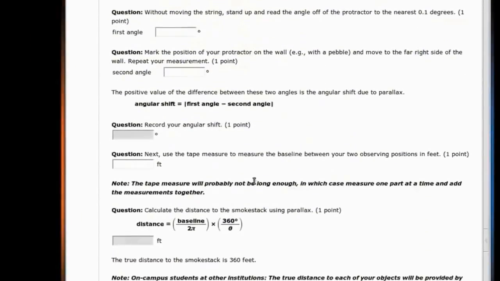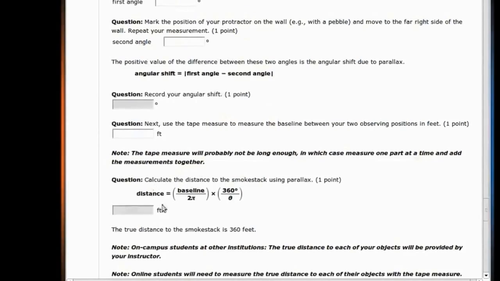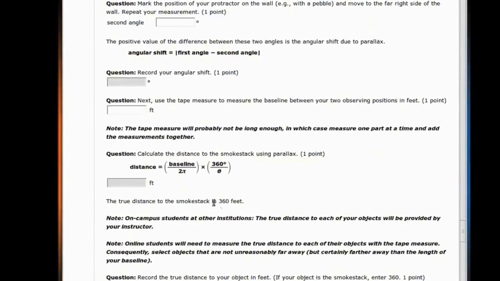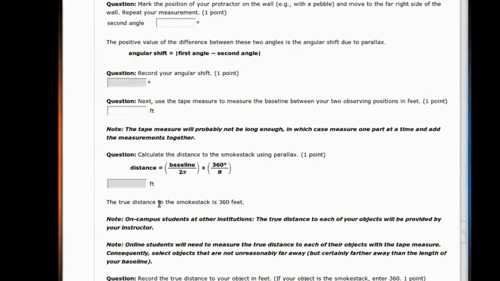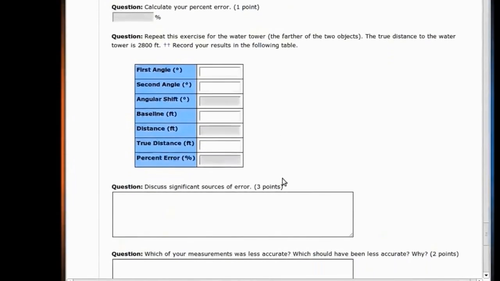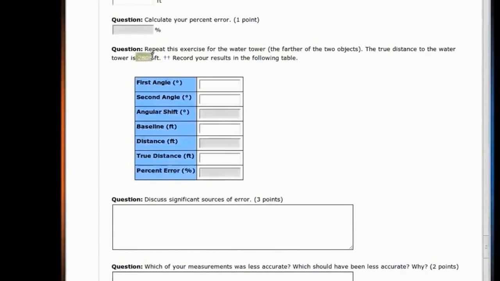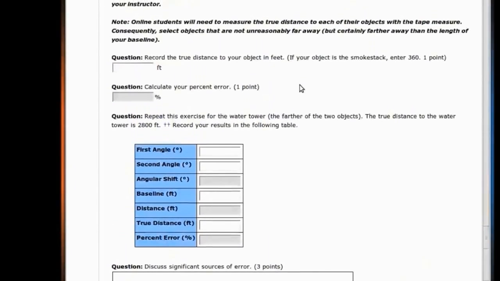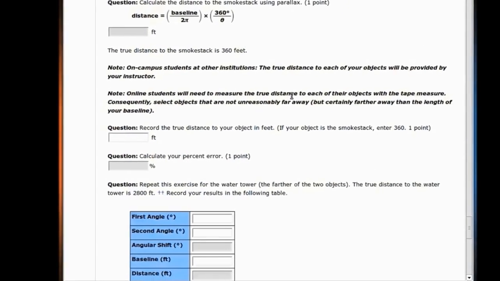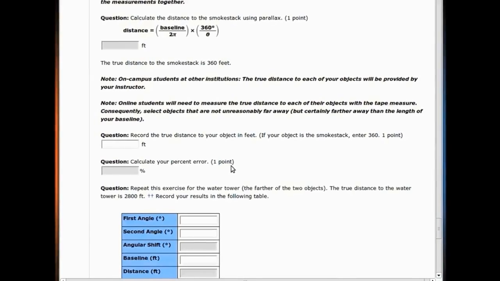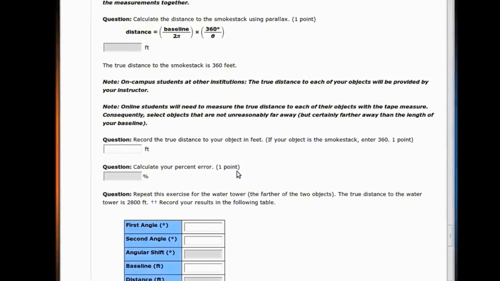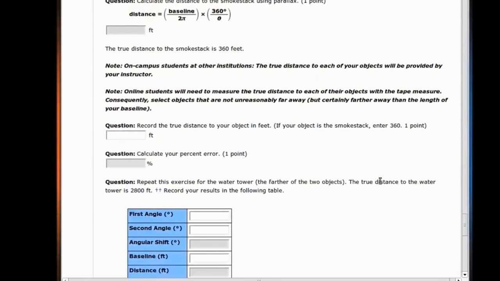Well, we're going to calculate a distance using our equation here, using our baseline and our theta, and we're going to compare it to the actual distance. So for the students on campus, the true distance to the smokestack is about 360 feet, and the true distance to the water tower is about 2,800 feet. We're going to measure those using our protractors, and by measuring our baselines, we're going to try and calculate that distance, and then compare those to what the actual distances are, so we can see how accurate this method is when we're moving to more and more distant objects.